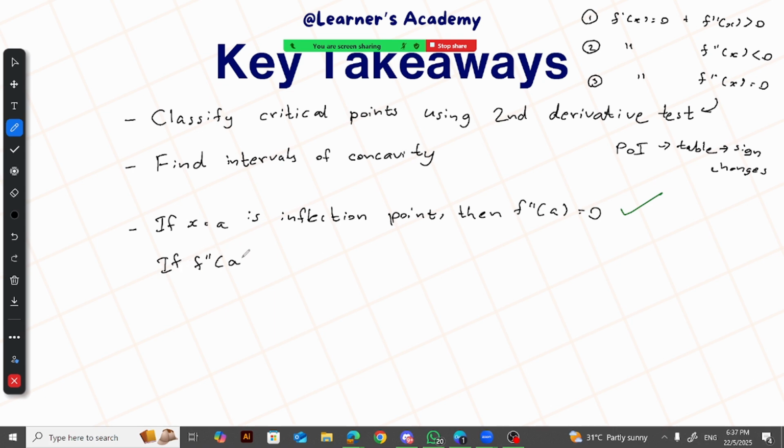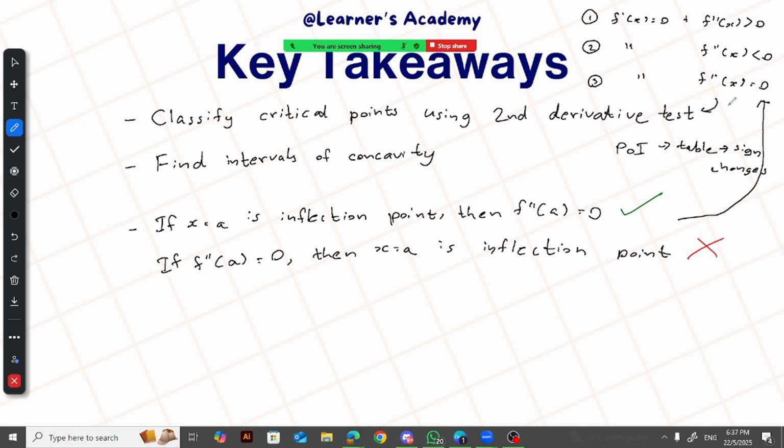But then if it's the other way around, say if the second derivative of a equals 0, then x equal to a is an inflection point. This is not correct, because this is not always the case. Why? It kind of ties back to the one that we mentioned here. Because if we find the second derivative and it still equals 0, you can still see that we can't conclude anything. We can't exactly say if it's actually an inflection point, maximum or minimum. Therefore, this statement is not always the case. Therefore, it's not true. All right.